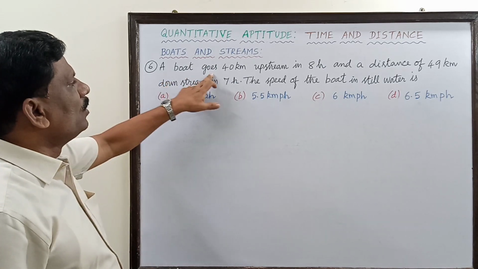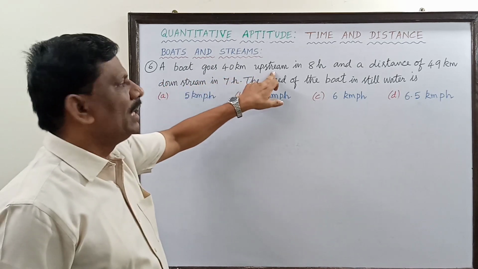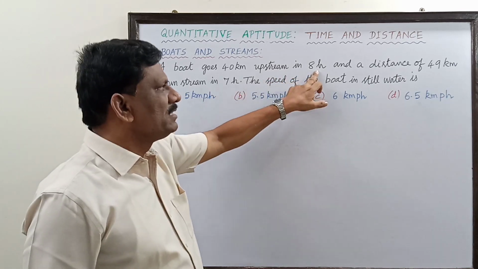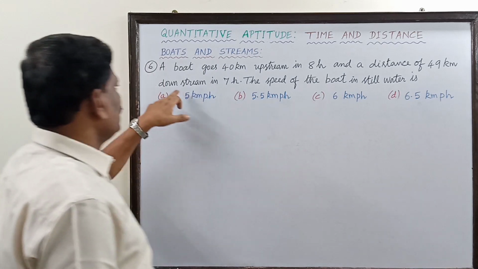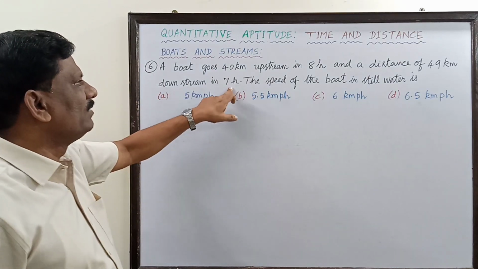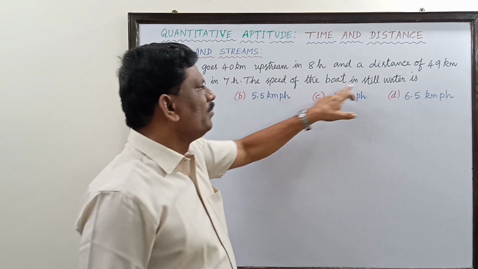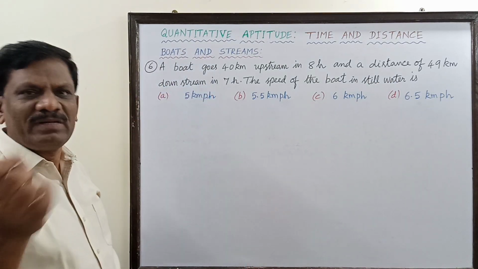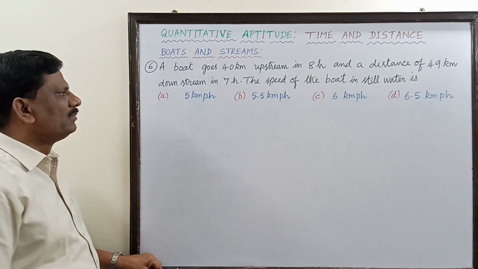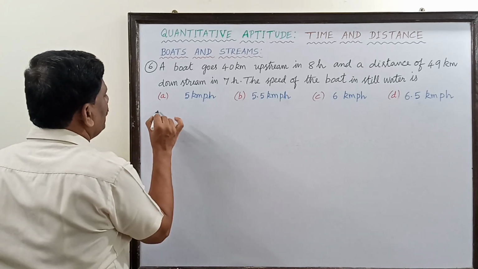A boat goes 40 km upstream in 8 hours and a distance of 49 km downstream in 7 hours. The speed of the boat in still water has to be determined. It's a very simple and easy numerical problem. So first we will take upstream.